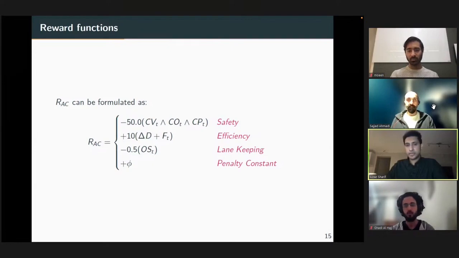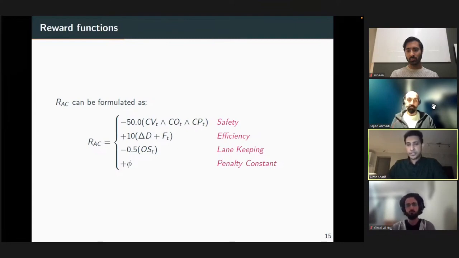And the same is for the other one, where d is the distance from the spawn position to the distance it has covered, plus f is the forward speed. The third one is off-road steering error, which is how much the car is driving in its lane. If for certain time steps the car is not driving in its lane, then the Boolean value will be 1, meaning there was some error, and we give it a negative reward.